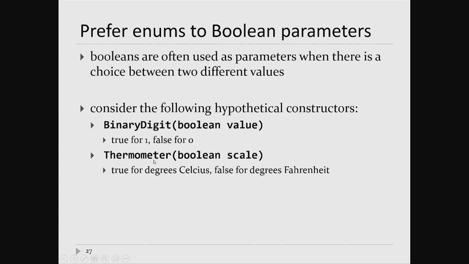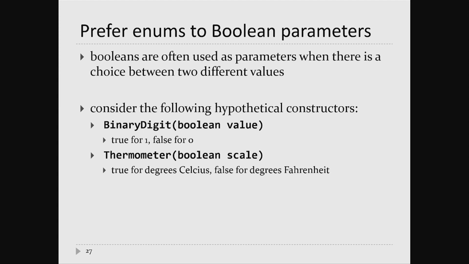Here I've got a thermometer class that lets you change the units of the temperature. So if scale is true, then you get a thermometer that measures things in Celsius. Otherwise, it measures things in Fahrenheit. The problem with doing this is that you end up writing stuff like binary digit B equals new binary digit true, or new binary digit false. Or thermometer T equals new thermometer true, or new thermometer false.